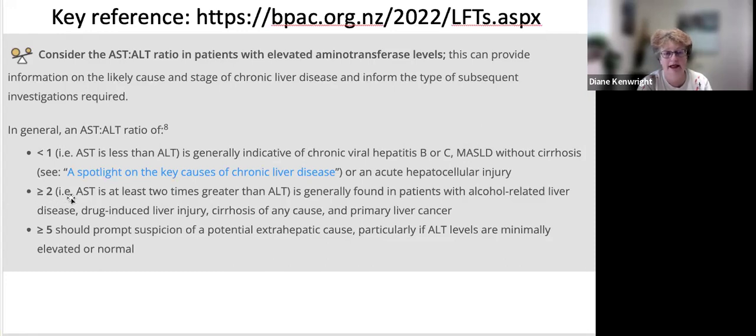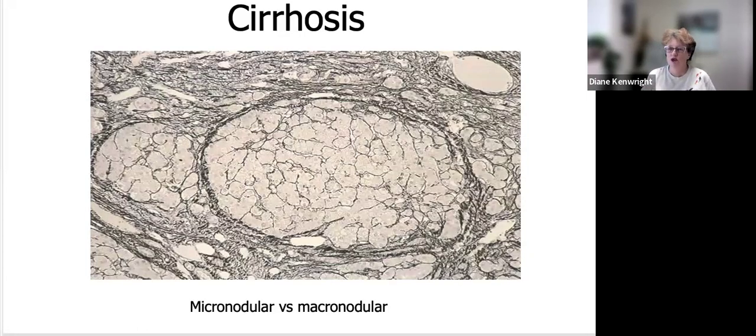Right, AST is greater than ALT: alcohol, drugs, cirrhosis, primary liver cancer. And if the AST-ALT ratio is more than 5, think of an extrahepatic cause. But all these are great rules of thumb, and I suggest you have a look at the BPAC reference. Right, after that short interlude into liver function tests, we're going to think about cirrhosis.